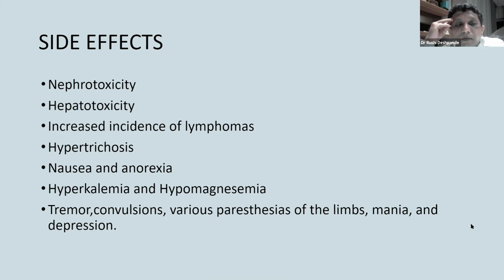The other toxicities are hepatotoxicity, and that is why we always monitor the liver enzymes and bilirubin, particularly SGOT and SGPT, which go up commonly in this toxicity. Increased risk of lymphomas, but that is over a longer period of time. With cyclosporin and tacrolimus, particularly cyclosporin, hypertrichosis is more common, as are nausea and anorexia. On the kidney, it causes hyperkalemia and magnesium wasting. So hypomagnesemia is common with high potassium.